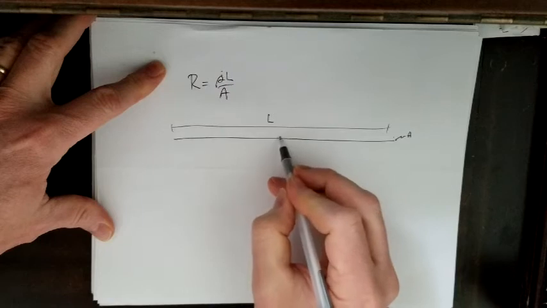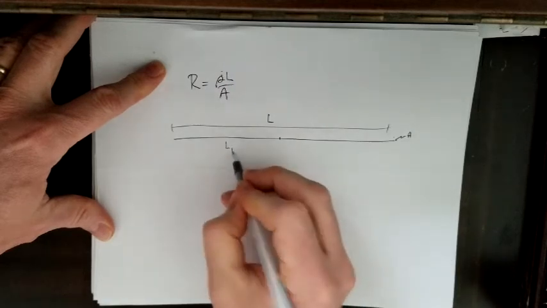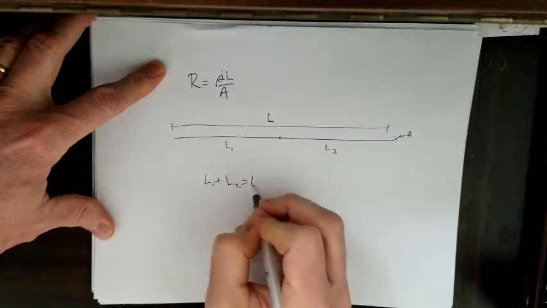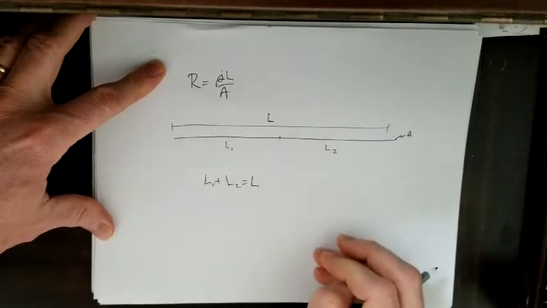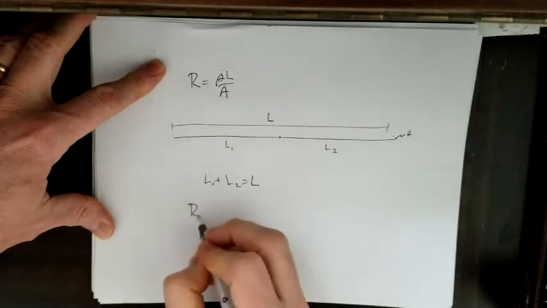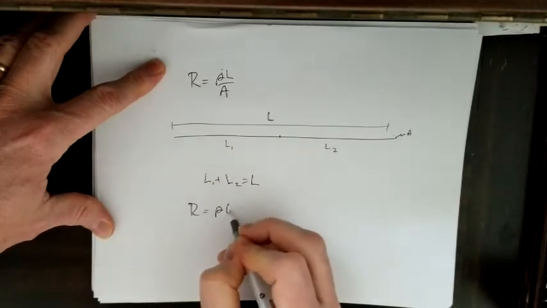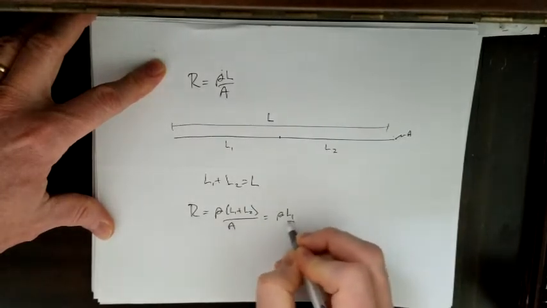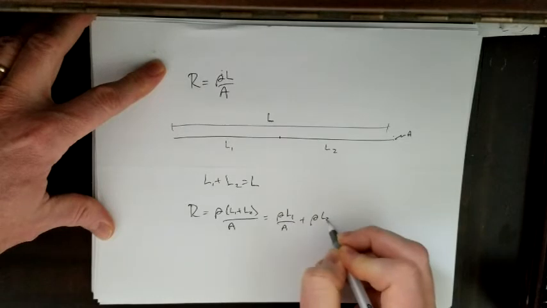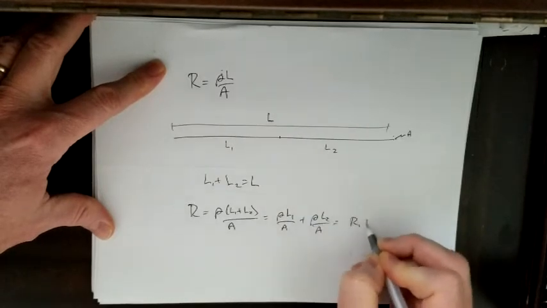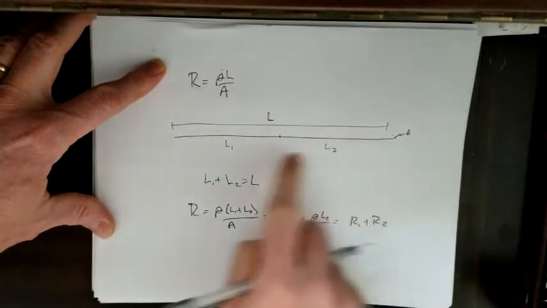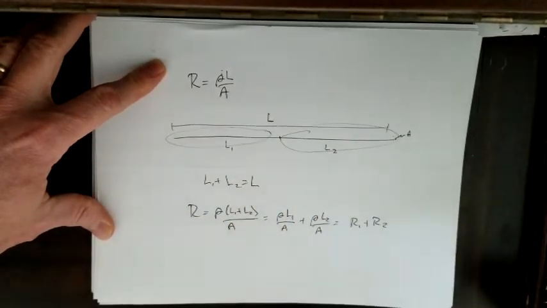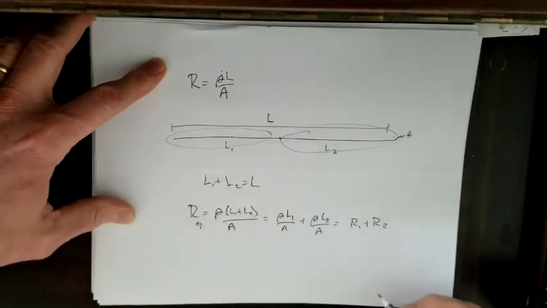well, if I just think of this as two different wires of length L1 and L2, I know that L1 plus L2 is equal to L. So my resistance is rho L1 plus L2 over A, which is rho L1 over A plus rho L2 over A, which would be resistance 1 plus resistance 2. So if I have a series here, if this is a resistor here and that's a resistor there, in series I would just add them up to get the equivalent resistance.